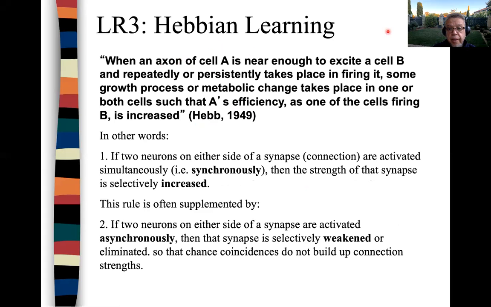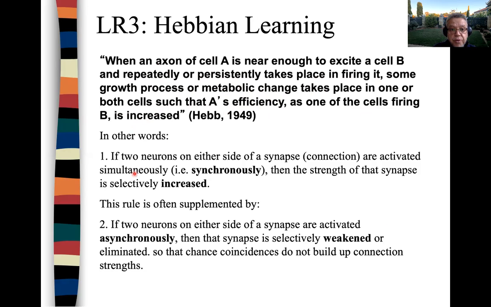When an axon of cell A is near enough to excite a cell B and repeatedly, so you have some sort of frequency, or persistently, continuously, takes place in firing it, some growth process or metabolic change takes place in one or both cells such that A's efficiency as one of the cells firing B is increased. So A is more efficient at firing cell B.